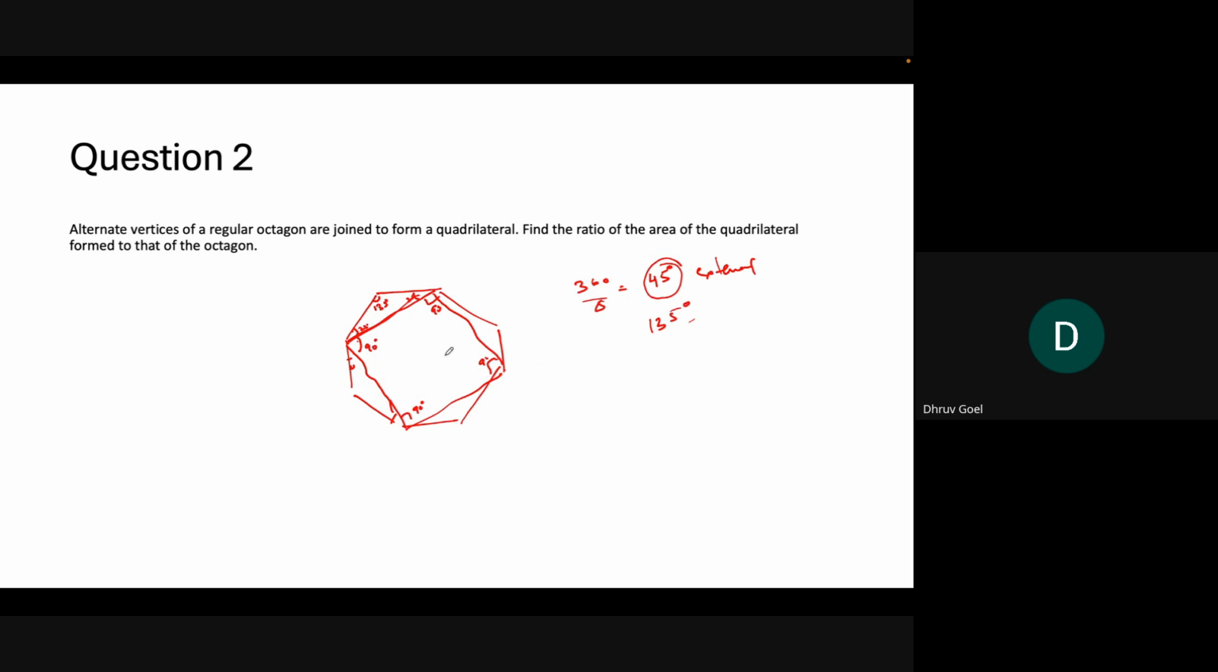Now let's see how to solve this. Let's try to join the opposite sides of the octagon.